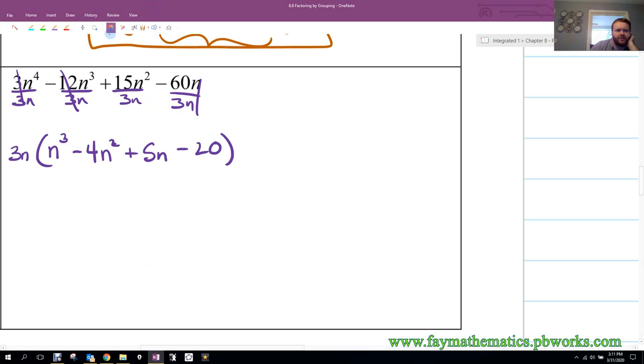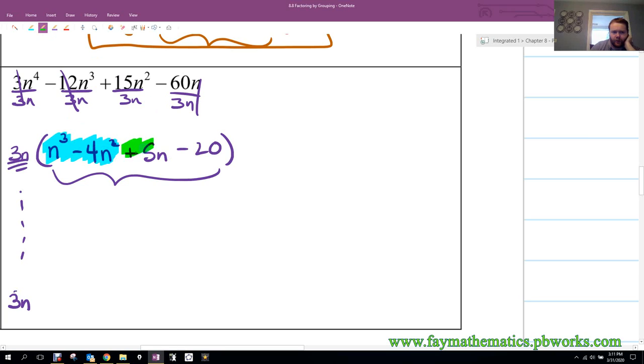Alright, so that's good. Now we're going to take this thing. So 3n is a factor, and that's going to have to come all the way down in our answer eventually. But now we're going to factor this. So I'm going to group the first two. I'm going to use the highlighter to do this. So group the first two, and then we'll group the back two. Out of the blue, they both have an n squared in them. So if I divide that by n squared, divide that by n squared, we're left with n minus 4.